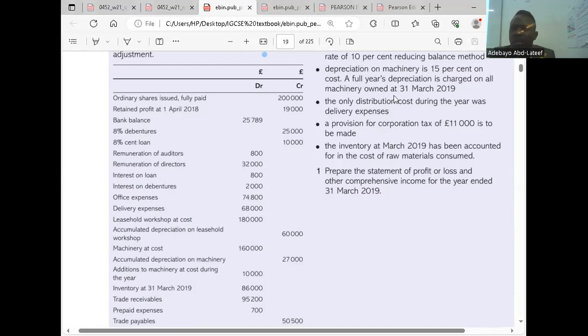Again, after delivery expenses, we have remuneration for auditors, which is 800. We have remuneration for directors, which is 32,000. We have interest on loan, which is 800. We have interest on debentures, which is 2,000, and we have office expenses. So these are all we have.